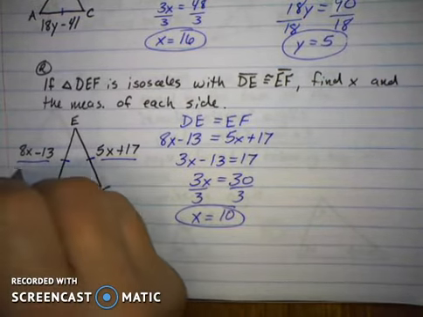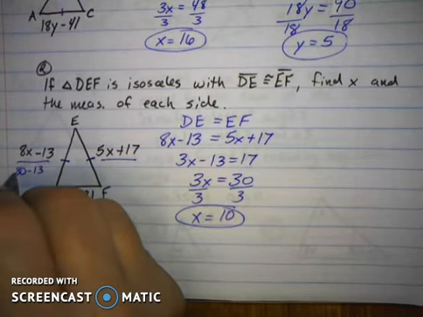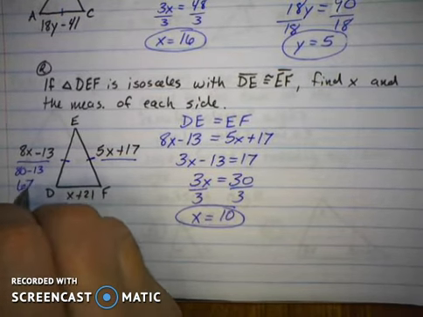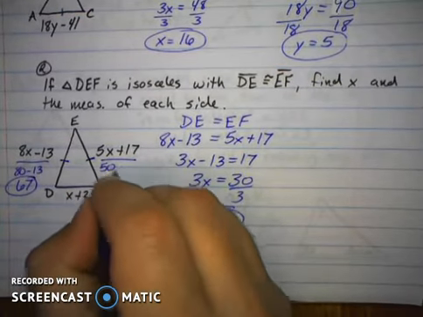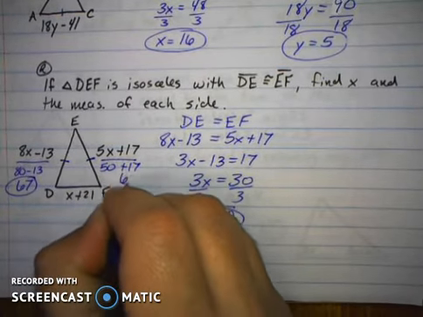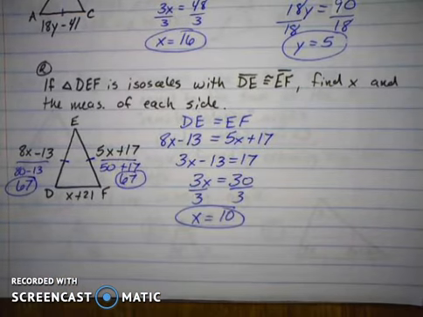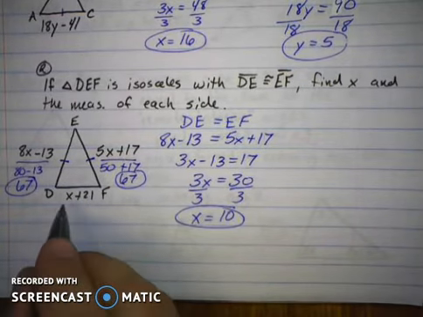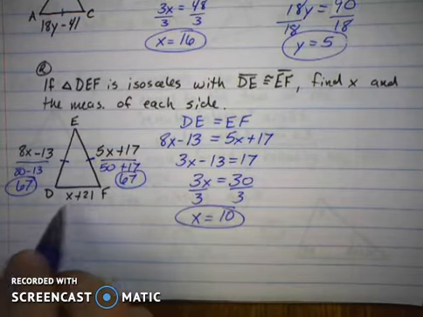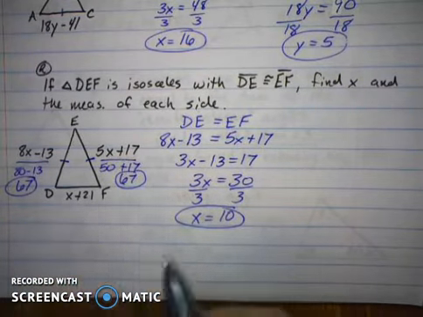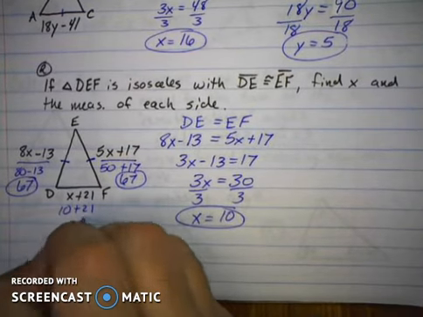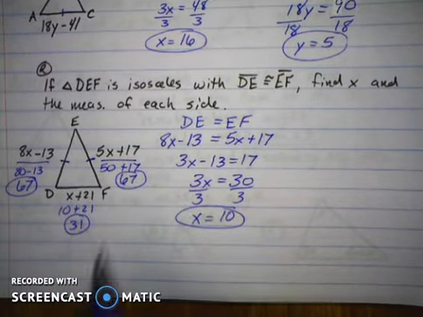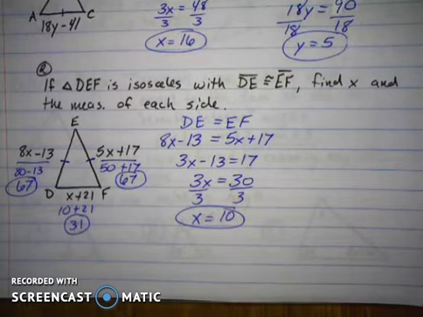8 times 10 is 80. 80 minus 13 is 67. 5 times 10 is 50. 50 plus 17 is also 67. And DF will not be the same because it's isosceles. DF should be different. In this case, 10 plus 21 is 31. It's not the same as the other two, and that's okay. These are your answers that are circled.